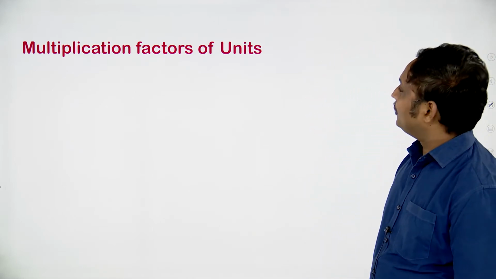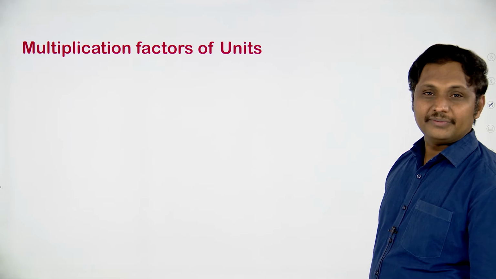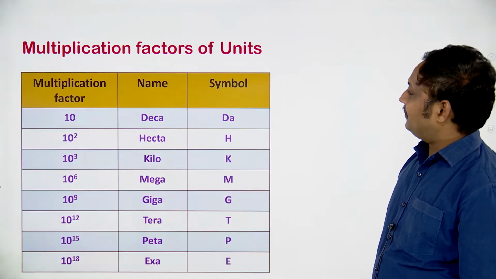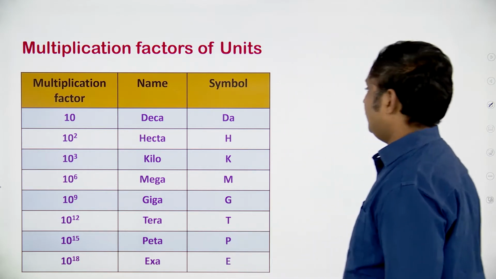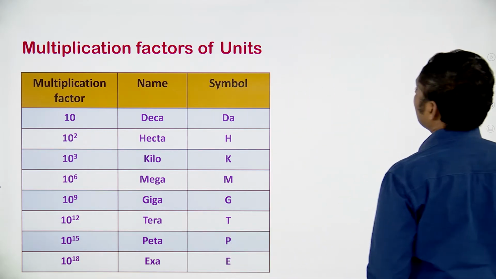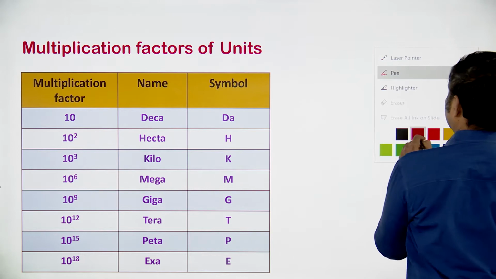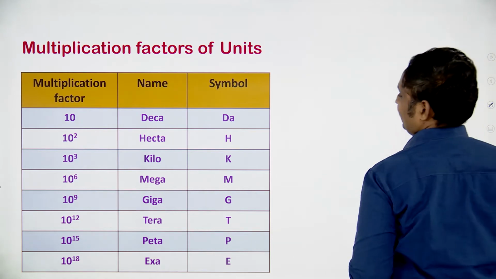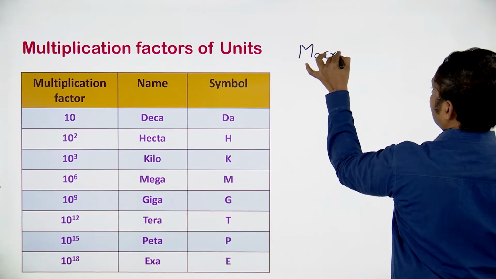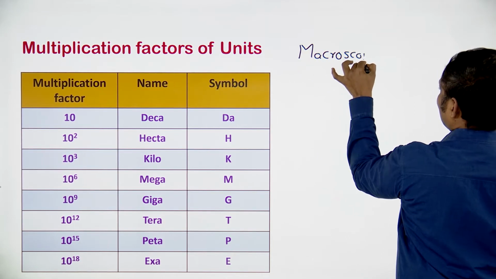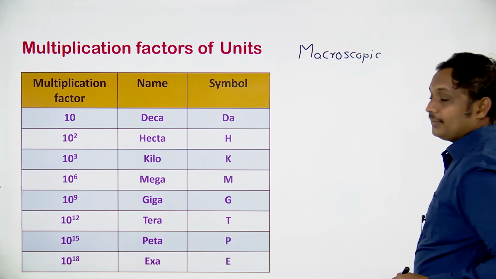We would like to go for multiplication factors of the units. We have to use these multiplication factors. If you want to express that value, you have to take that. We are going to get the macroscopic value.